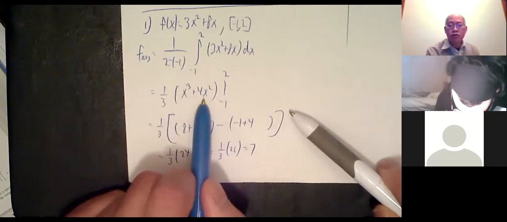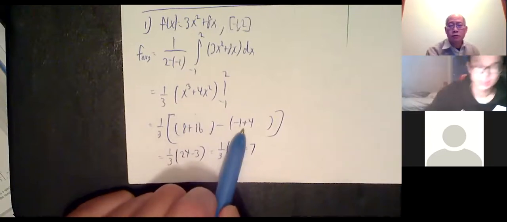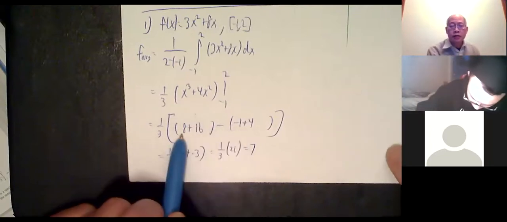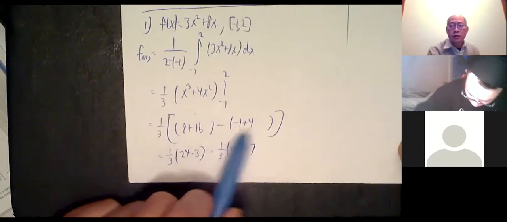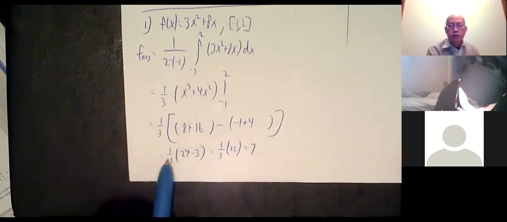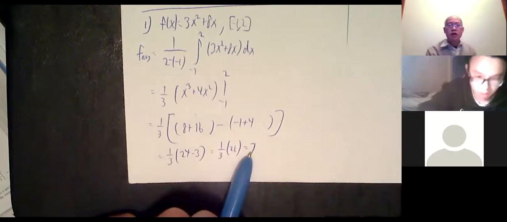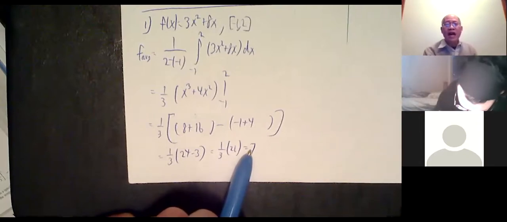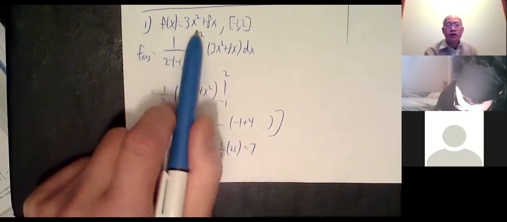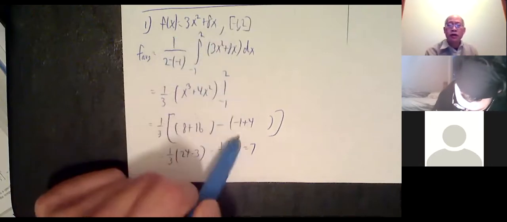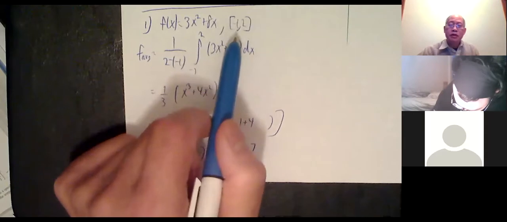-1 squared is 1. 1 times 4 is 4. Okay, so that's what? 24 minus 3. So 1/3 of 24 minus 3, that's 1/3 of 21. Final answer is 7. Okay, so the average value of this function on the interval from -1 to 2 is 7.